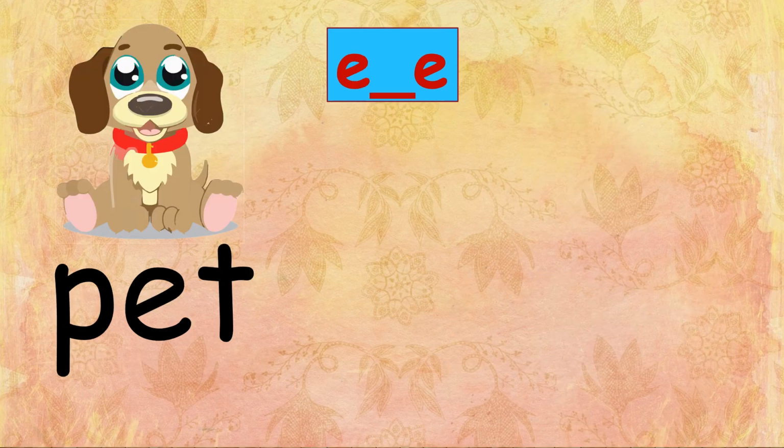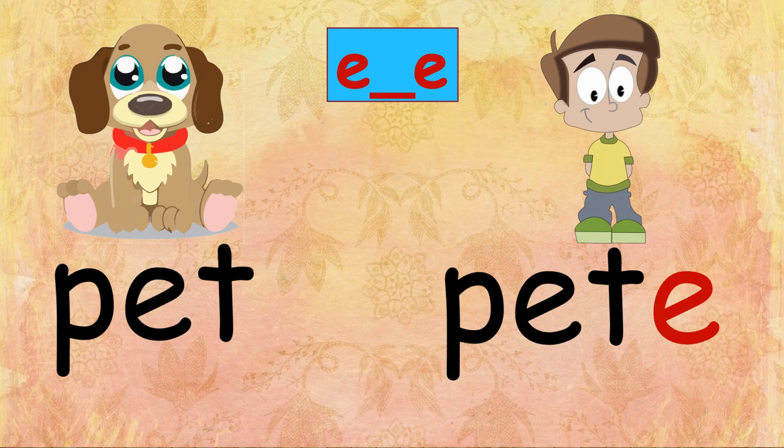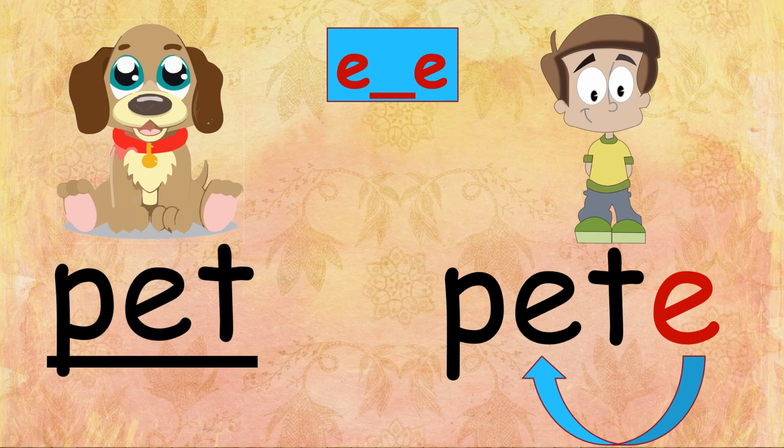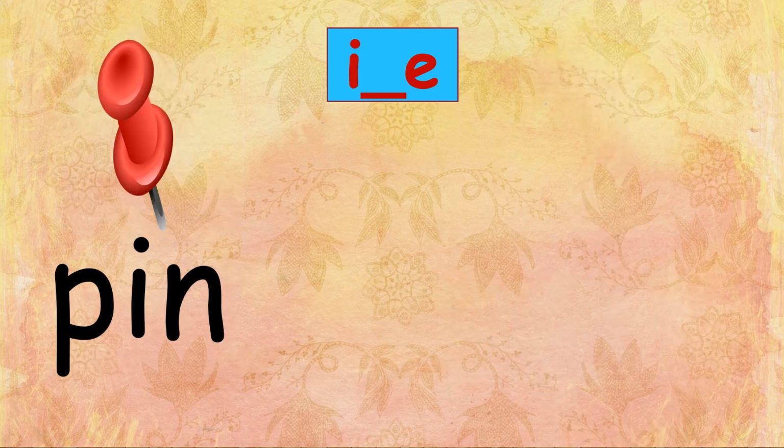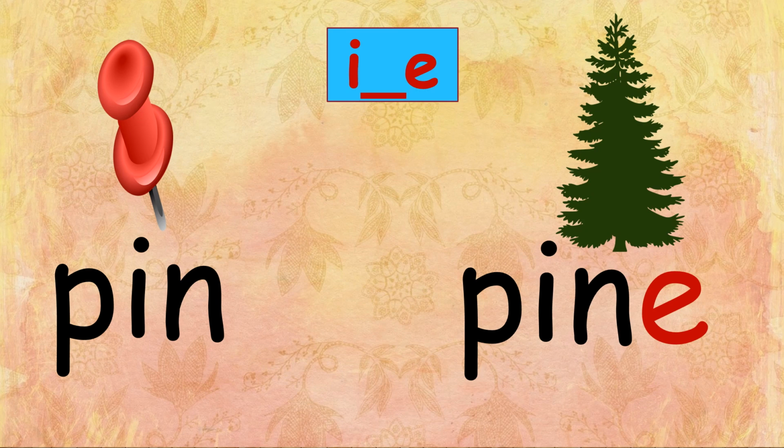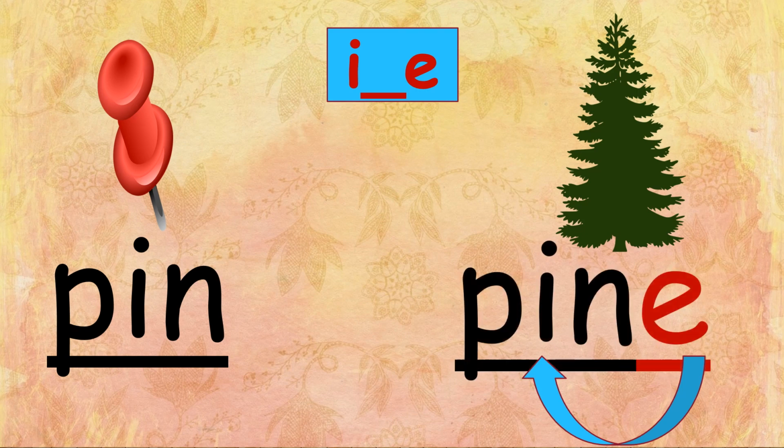The word pet changes to peat as the silent E makes the vowel say its name. E, p, eat, peat, pet, peat. The word pin changes to pine as the silent E makes the vowel say its name. I, p, ine, pine, pin, pine.